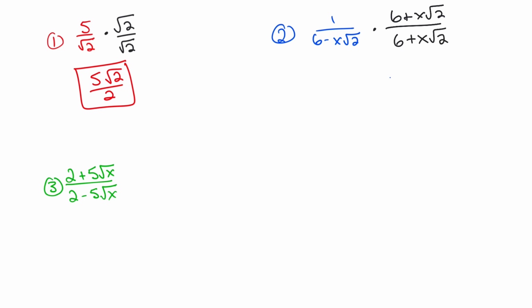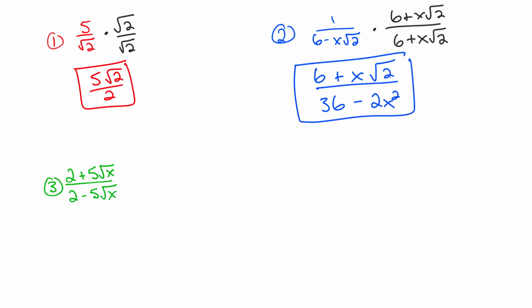And because I know how to multiply conjugates together in my head, it's just the first term squared minus the second term squared. I don't have to write a whole lot of work. And then lastly, problem number 3, I just felt like throwing something in there that's a little bit more challenging. I'm going to multiply top and bottom by 2 plus 5 root x over 2 plus 5 root x.